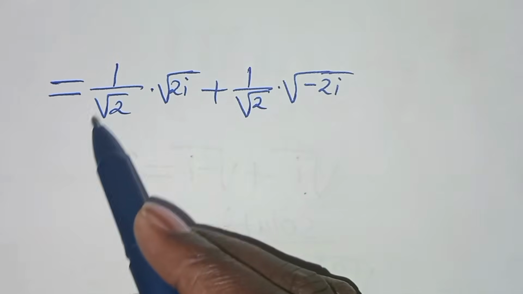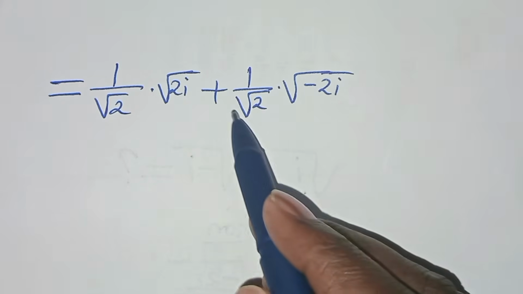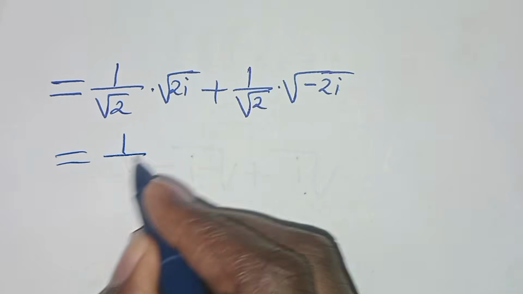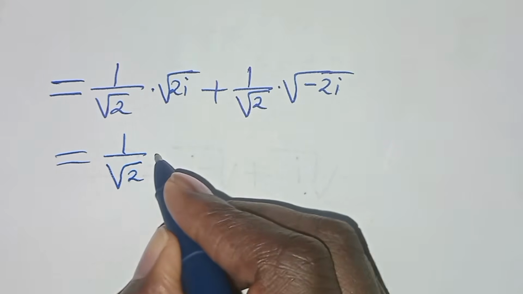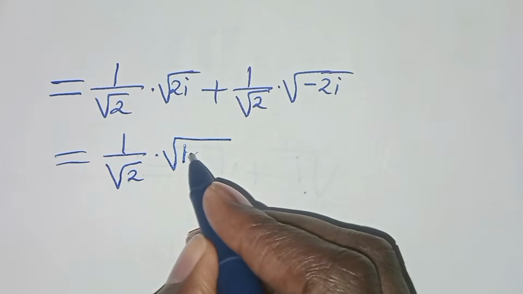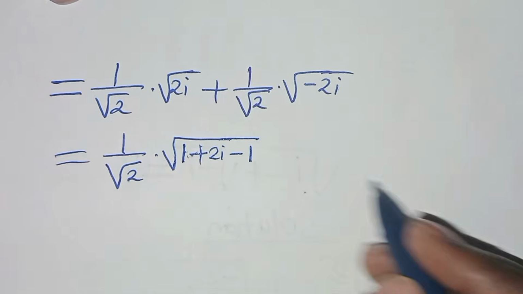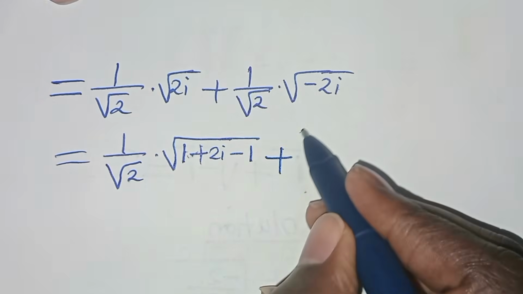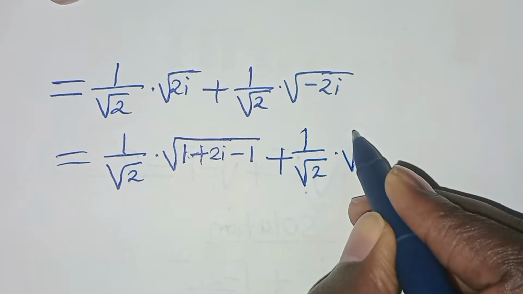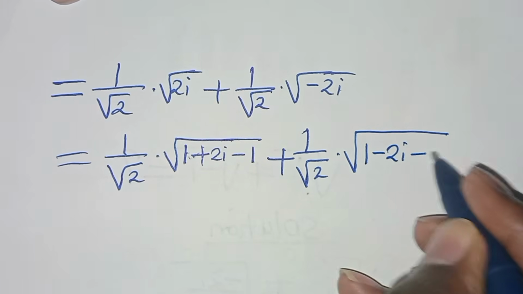Now here you have 1 over the square root of 2 multiplied by the square root of 2i, plus 1 over the square root of 2 times the square root of negative 2i. So this is equal to 1 over the square root of 2 multiplied by the square root of, we can express 2i as 1 plus 2i minus 1. Then plus here 1 over the square root of 2 multiplied by the square root of, this is the same thing as 1 minus 2i minus 1.